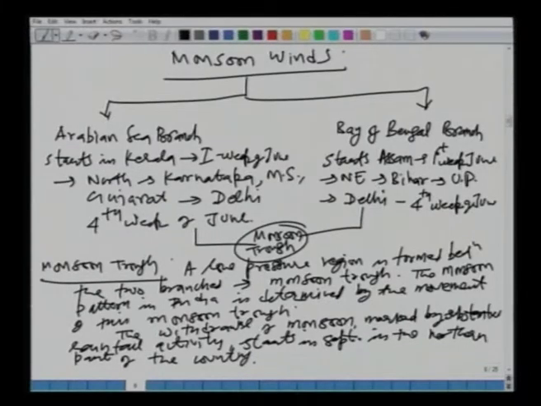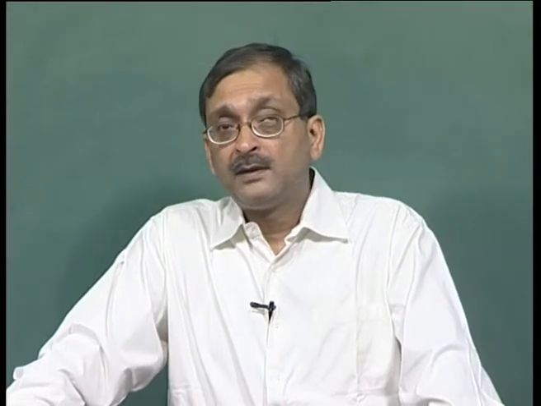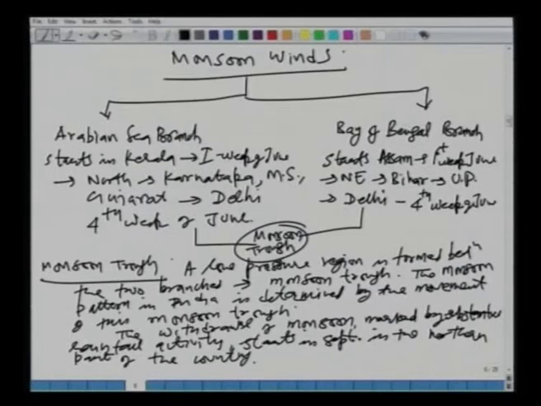So, you see that the monsoon is formed by these two different currents that come from two different places. One is the Arabian Sea branch, other is the Bay of Bengal branch. They come and meet around the same time in the central portion, and the oscillation of this monsoon trough basically dictates the monsoon pattern in India. So, this is about the different seasons and the monsoon in India.